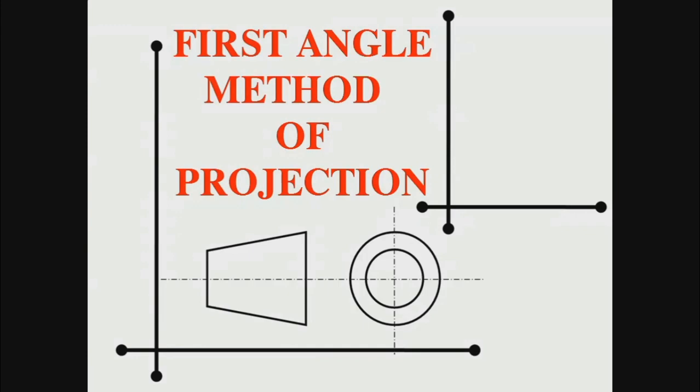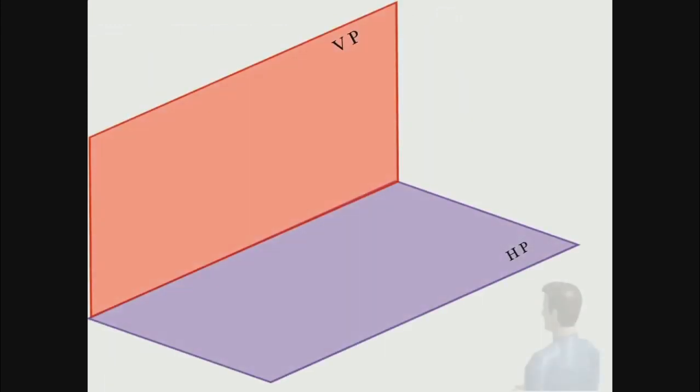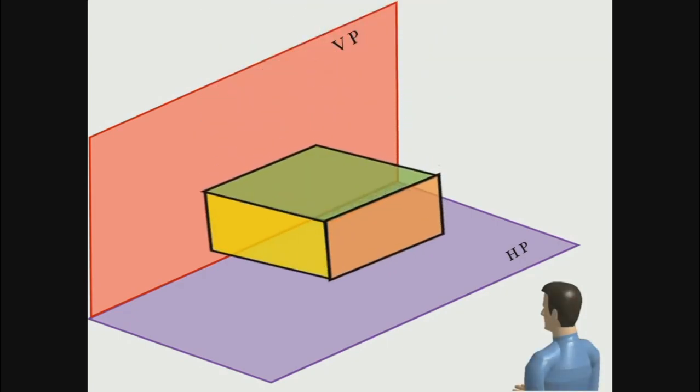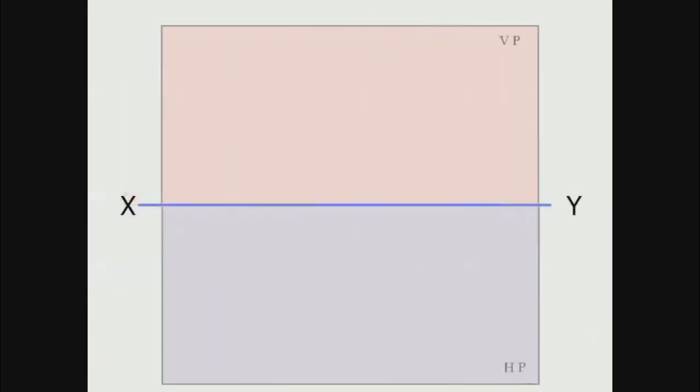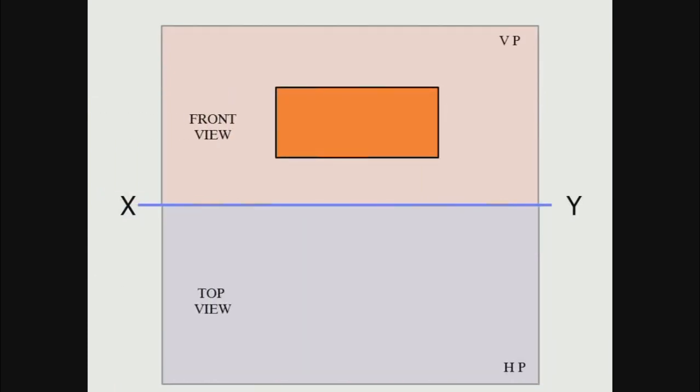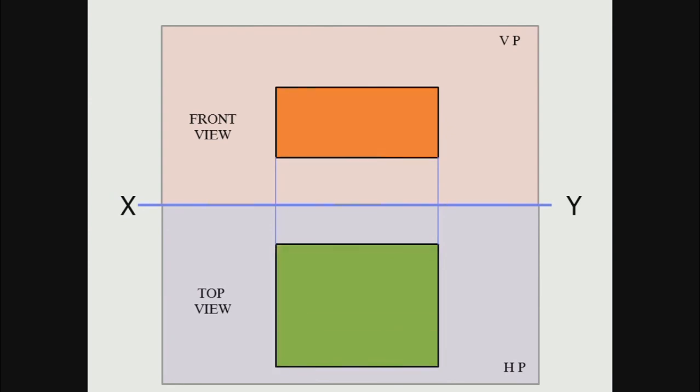In this video we will discuss the first angle method of projection. The object is placed in the first quadrant, that is, in front of VP and above HP. The object lies between the observer and the plane of projection. In first angle projection, the top view is below the front view. Each projection shows the view of that surface of the object which is nearest to the observer.